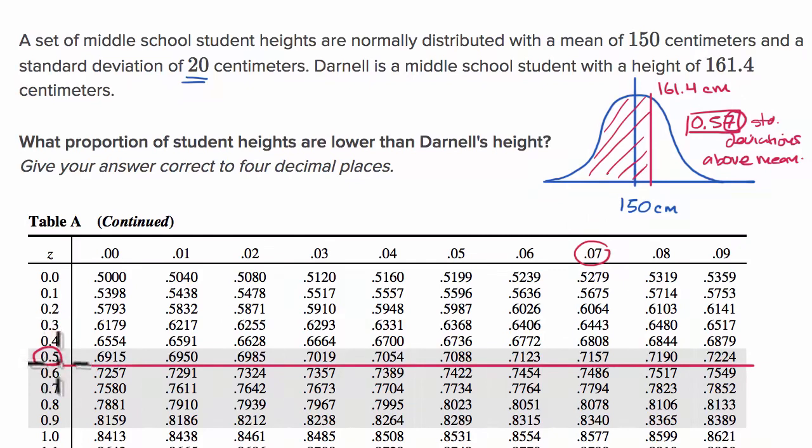So 0.57, this tells us the proportion that is lower than 0.57 standard deviations above the mean. And so it is 0.7157, or another way to think about it is, if the heights are truly normally distributed, 71.57% of the students would have a height less than Darnell's. But the answer to this question, what proportion of students' heights are lower than Darnell's height? Well, that would be 0.7157. And they want our answer to 4 decimal places, which is exactly what we have done.